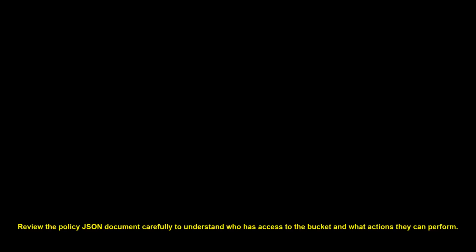Review the policy JSON document carefully to understand who has access to the bucket and what actions they can perform. Look for statements that include effect, principal, and action to determine access levels. If you have any specific users or services that should access the bucket, ensure they are listed correctly under principal.